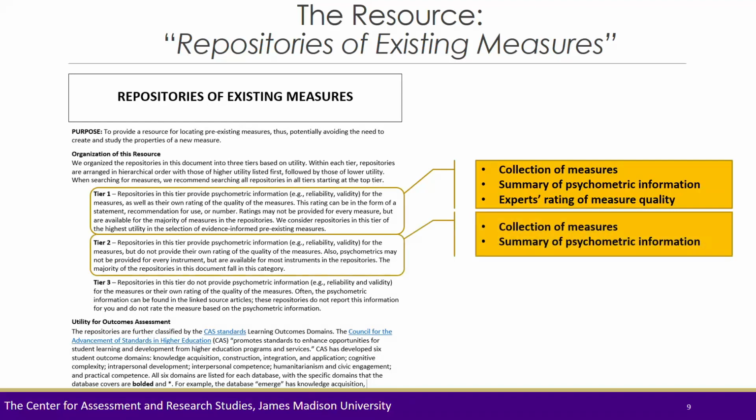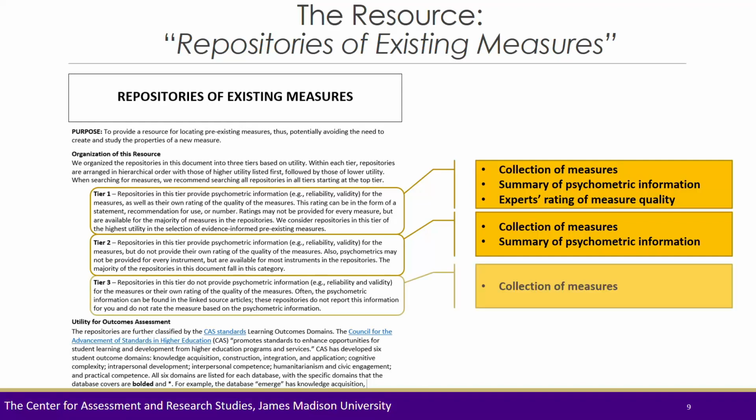The second tier includes repositories that also locate measures and summarize the psychometric properties of the measures, but do not provide their own rating of the quality of the measures. You must consume the psychometric information to inform your impression of the quality of the measure. The third tier includes repositories that locate measures but do not summarize the psychometric properties nor provide their own rating of quality. You may find information about the psychometric properties of those measures in the links provided by the repositories.